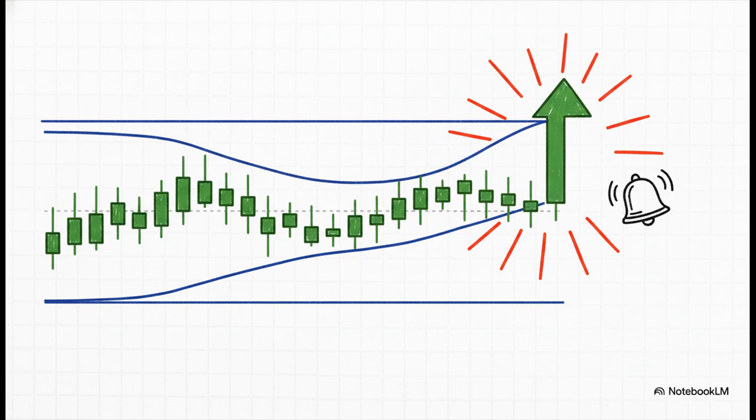A price move that's powerful enough to actually break outside of that statistical comfort zone is by its very definition an outlier. It's not just random noise anymore. It's a powerful signal that a big, strong trend might be just getting started. It's the market basically screaming at you, hey, pay attention to this.